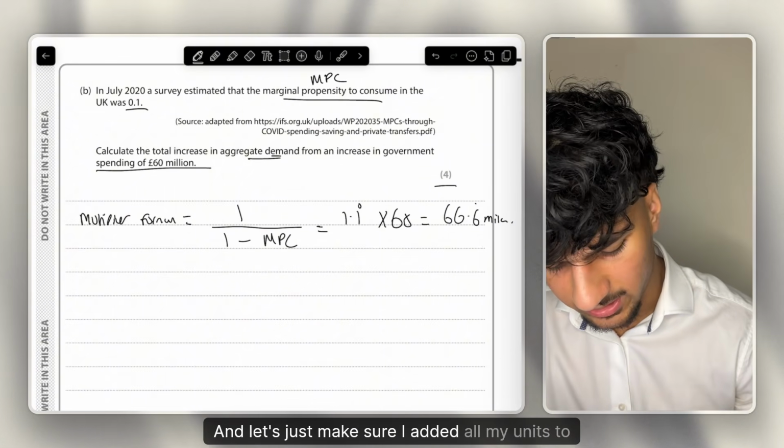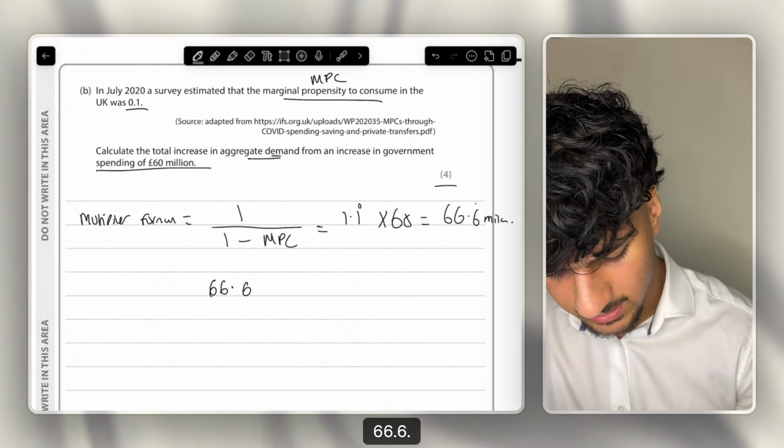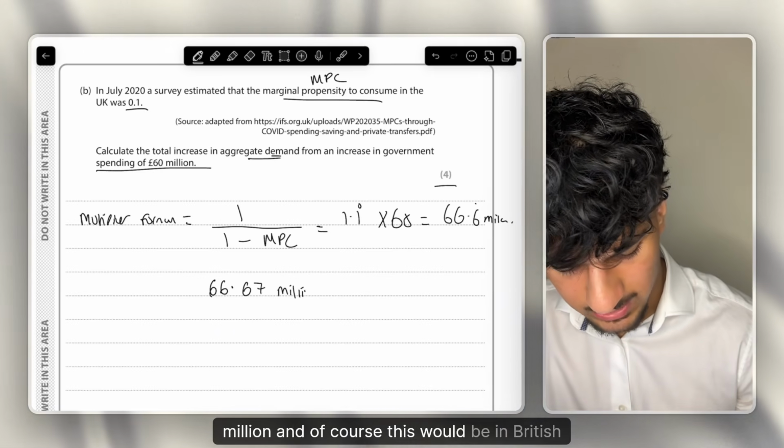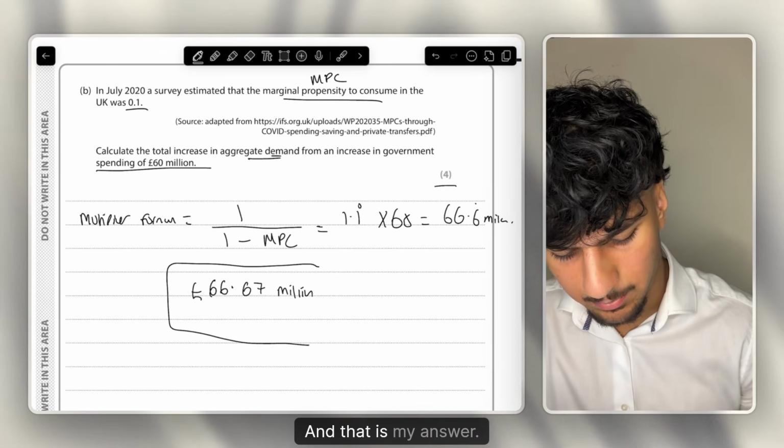And let's just make sure I add in all my units. So 66.6, I'm going to just put 67 million. And of course, this would be in British pounds. And that is my answer.